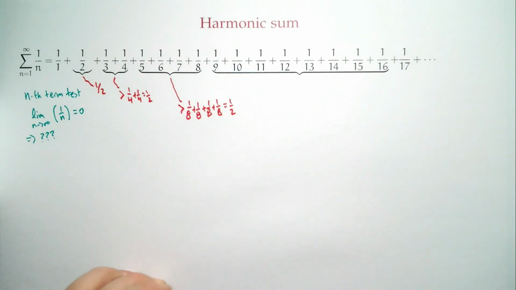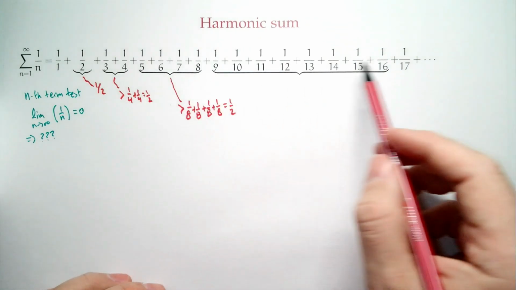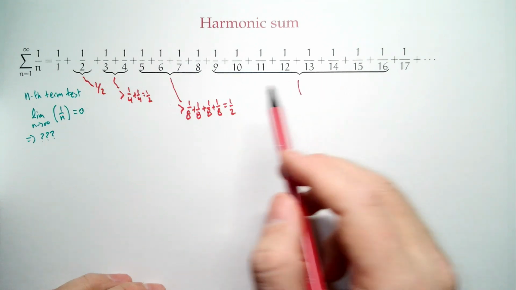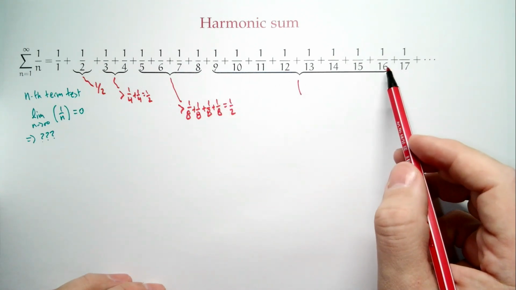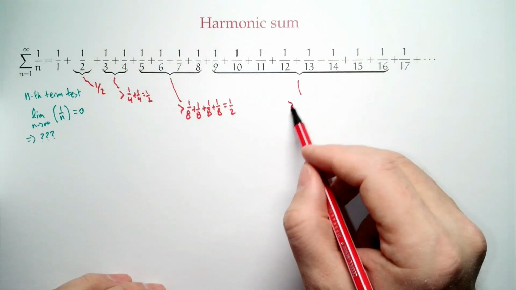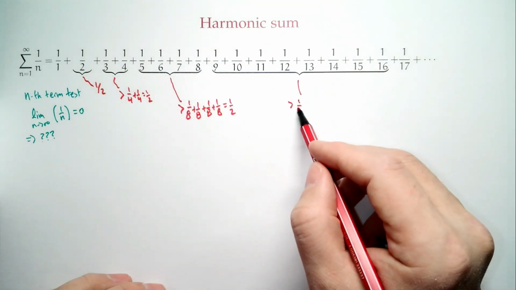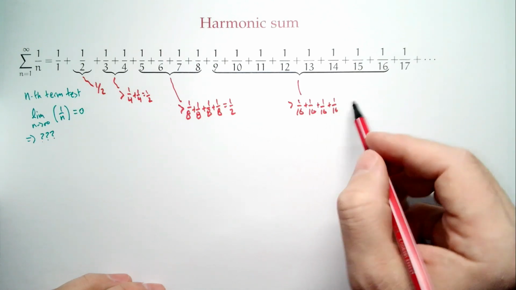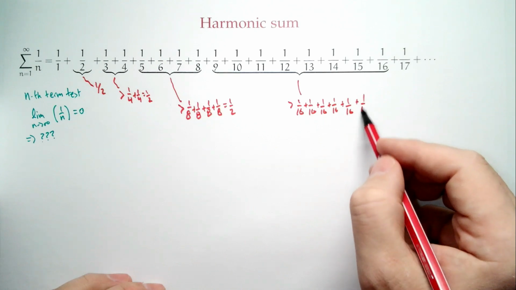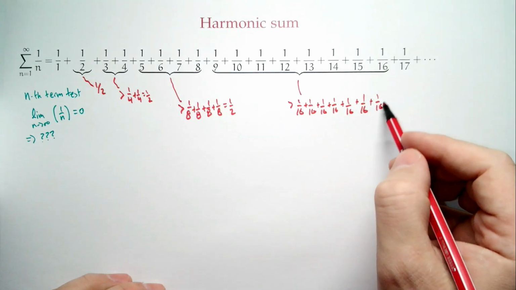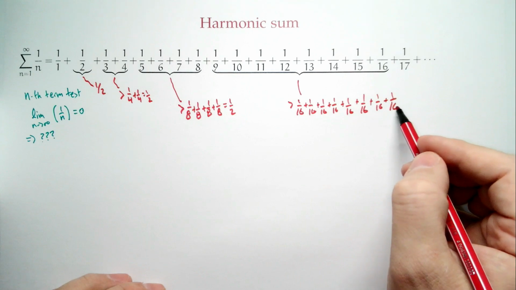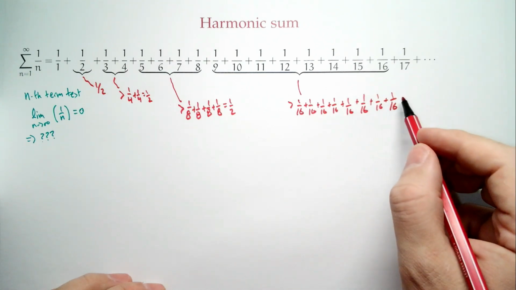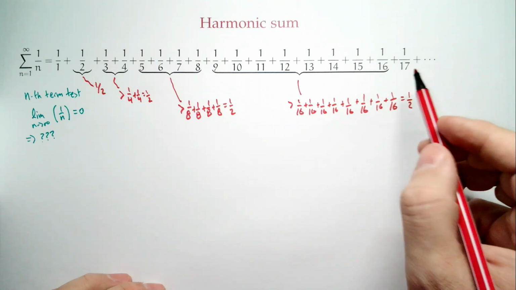Now you're probably seeing where we're going here. See this next big block? Well, what can we do? Let's replace all the terms by the smallest term. That's the 16th. So there's a 16th from the 1/9, the 1/10, the 1/11, the 1/12, the 1/13, the 1/14, the 1/15, and the 1/16 just stays as 1/16. And if you count, there's going to be 8 of them. So that's a half.